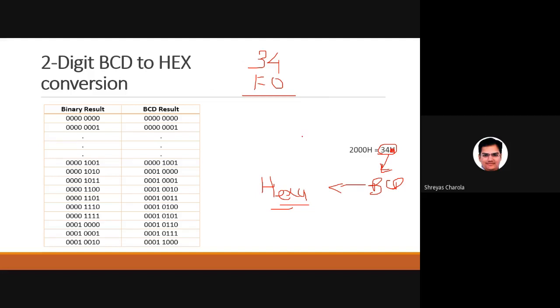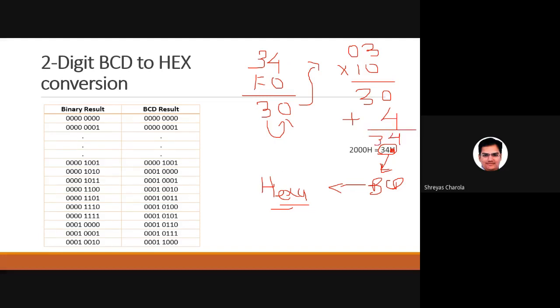Now what exactly do I need to do? In this 30, I need one single digit, only 3. So I need to rotate 4 times. When I rotate 4 times, this number will convert into 03. And you know this is 34, so 3 is the tens digit of the number. So you can multiply 03 with 10, you will get 30, plus this 4, you will get 34.